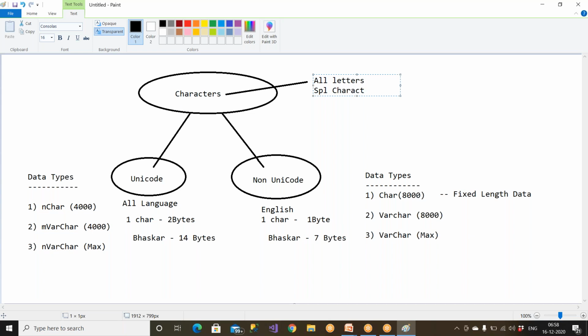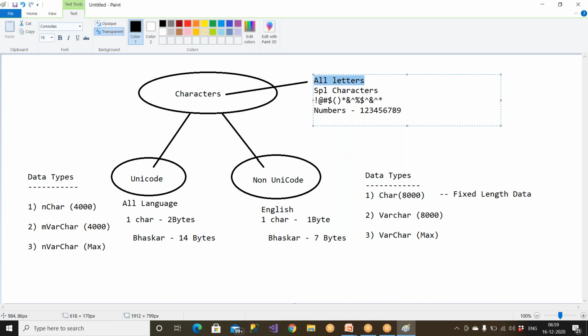Do you know what a special character is? Special characters mean space and all these symbols. Clear? All of them are special characters. And even numbers are supported: 1, 2, 3, 4, 5, 6, 7, 8, 9. All these are called character data only. Remember this. Clear? All letters of English, Chinese, whatever you have.